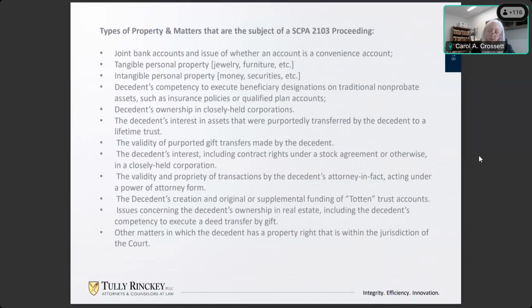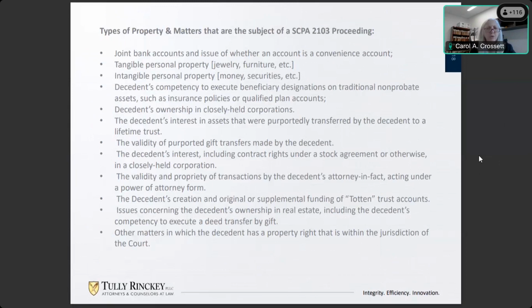types of property and matters that are the subject of a 2103 proceeding are like joint bank accounts, real property, property inside businesses that were owned by the decedent at the time of death, tangible personal property. It can be jewelry, items that are suddenly missing from the home, intangible personal property such as money and securities, ownership interests in closely held corporations or other businesses, interests in other assets that were purportedly transferred during life. And the validity of certain gift transfers.